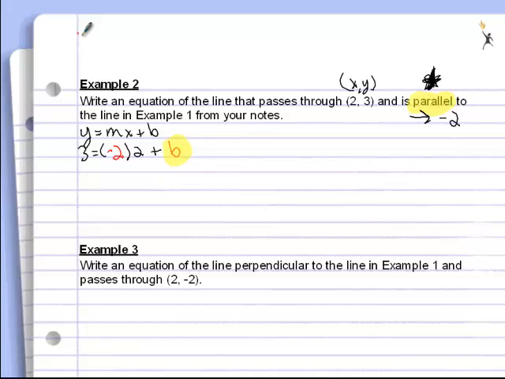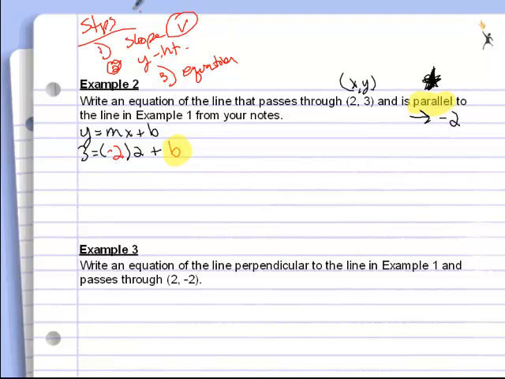And again, the only thing that I don't know is my b. I'm still following the same steps. Number 1, slope. I know my slope. It's negative 2. I didn't have to do any work for that. That was easy. Number 2, find the y-intercept. I'm doing that right now. And after I do that, I can write my equation.